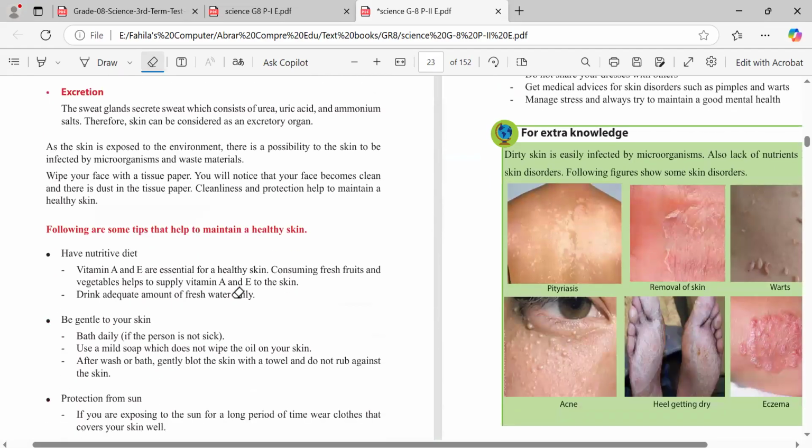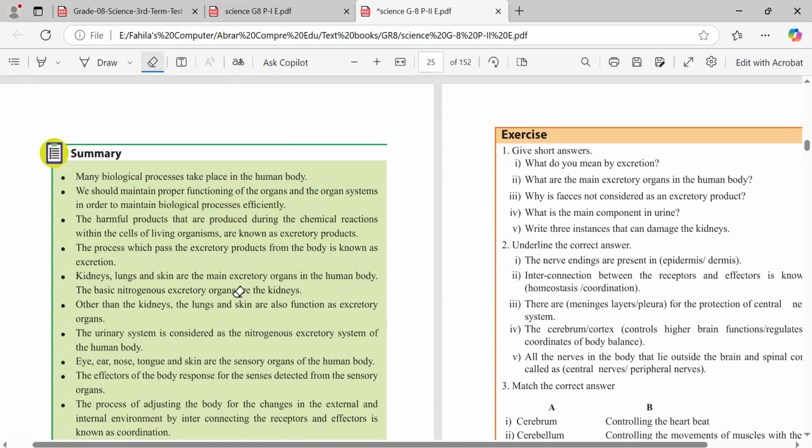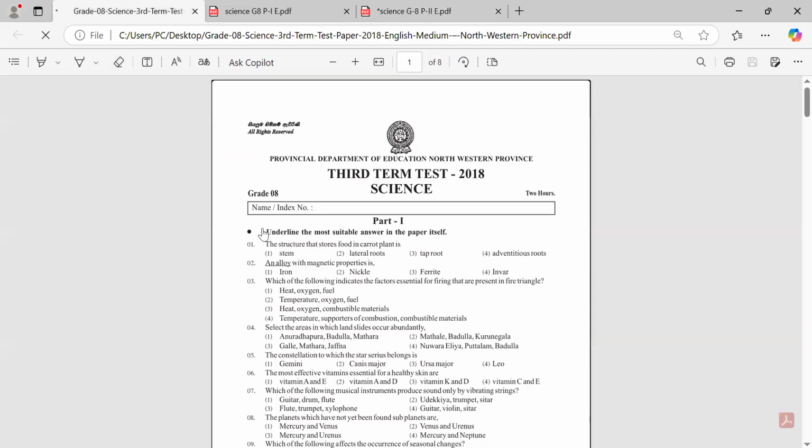And then you have some tips to keep a healthy skin. Okay, so that's it with this lesson. So let's go to the questions now.